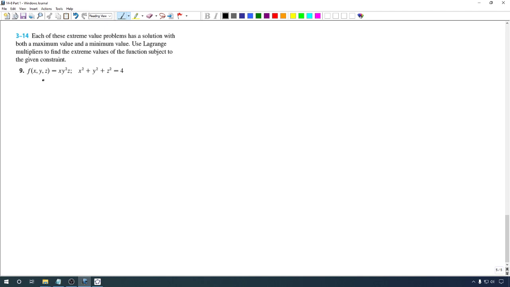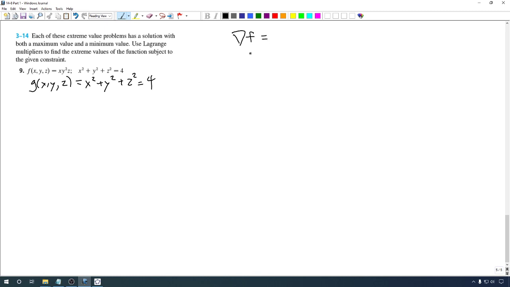Again, we need to identify what our constraint function is. A lot of times you can not bother writing it down. Just assume that whatever you have over here is going to be your g value. But be careful that we have to have it equaling a constant. If, say, this was x squared plus y squared equals 4 minus z squared, you have to move the z squared over and have everything on this side. But hopefully that's easy enough to remember.